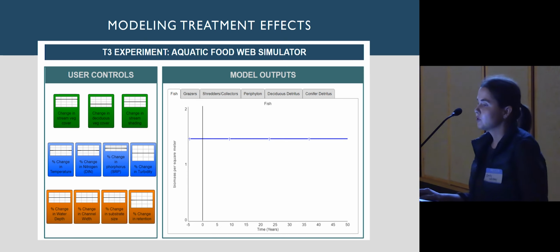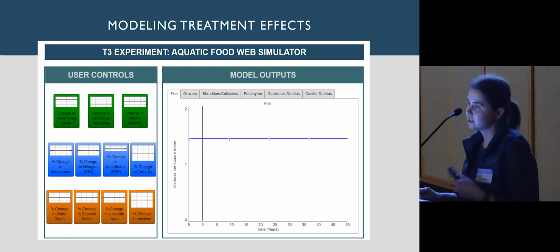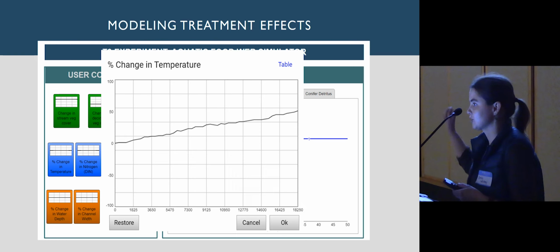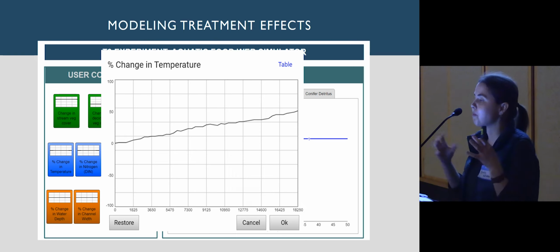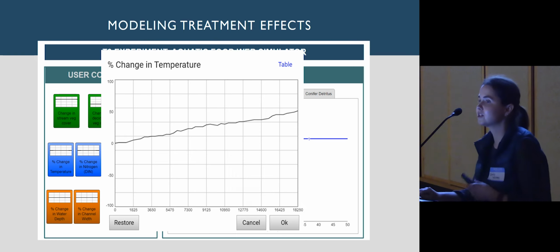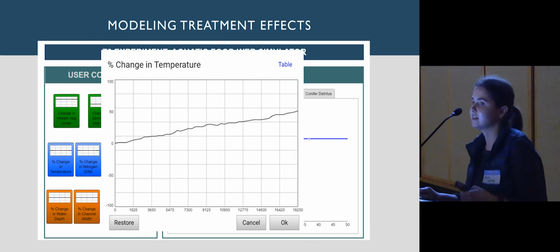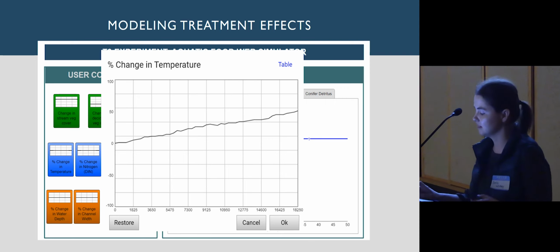So for example, if you thought that there was going to be an increase in stream temperature in response to one of your treatments, you might draw a line with an upward trajectory. But that was only part of the question, because then there's this aspect of duration. How long do we think that increase in temperature is going to be sustained?